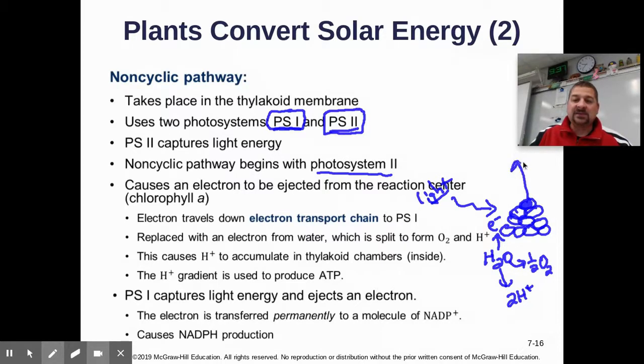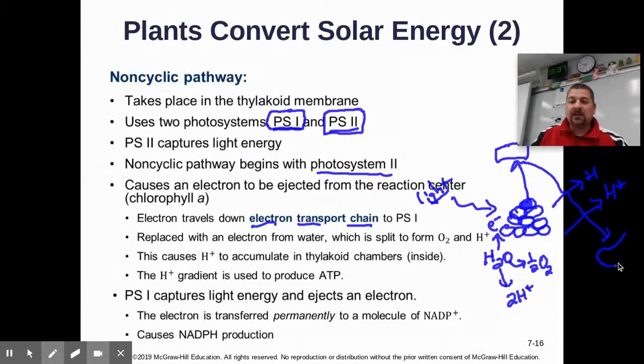Okay, that electron jumps up to an electron carrier that's going to grab it, and it's going to pass it down an electron transport chain, and I'll illustrate that here in a second. And when it goes down that electron transport chain, it's going to pump hydrogens into the thylakoid space, and that's going to create a chemiosmotic gradient, which, if you remember from Bio 1, the hydrogens can escape through the ATP synthase, which is going to cause it to spin, which is going to turn ADP into ATP. And you'll see that here in a second.